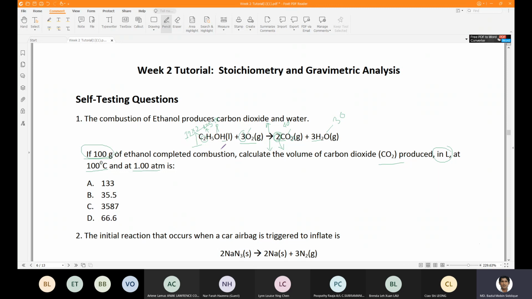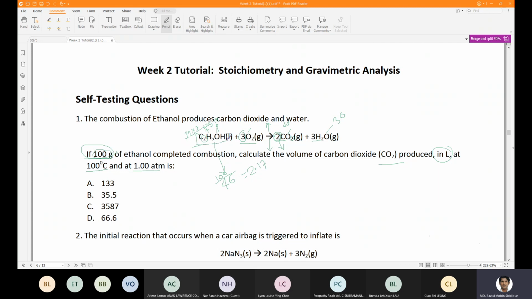It is 46, yeah. So some of us already know how to do it, but some of us maybe do not know. So that's why I just need to mention it here. So if we divide this 100 gram by 46, then we will get the number of moles in ethanol. So 100 by 46 is 2.17 mole, right? 100 gram, 2.17 mole.